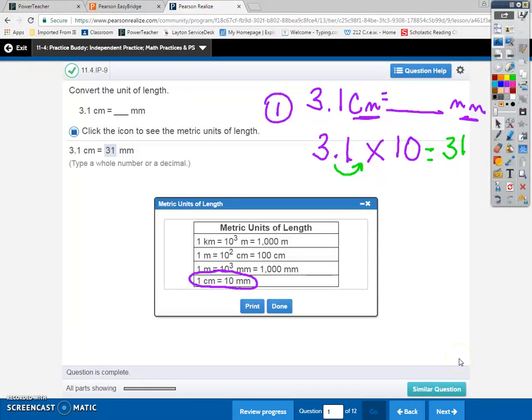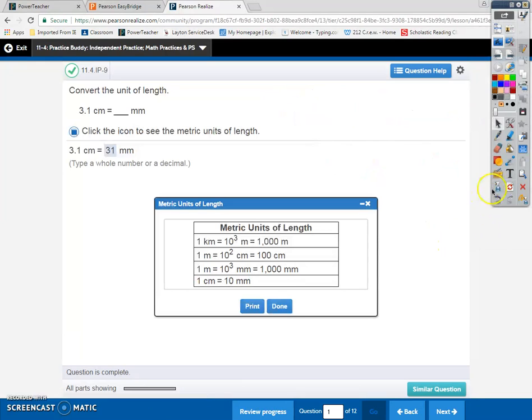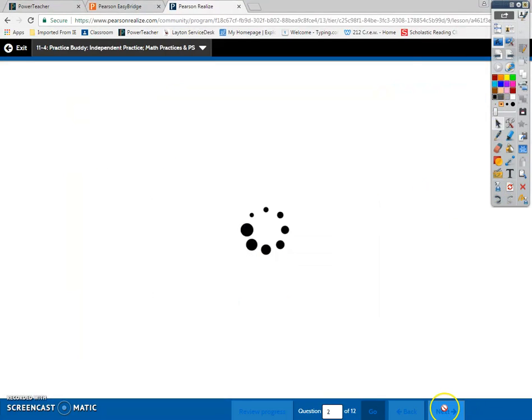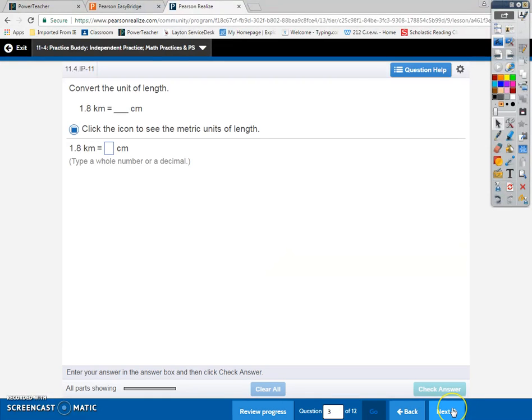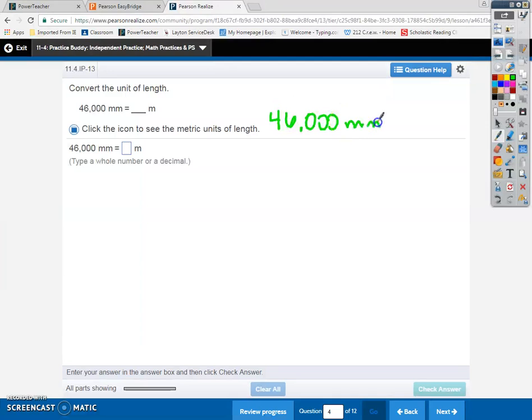Let's try and do one more, just as an example, and then I want to try and get you guys more time. Okay, let's do another example, and we'll kind of see where we're at. Let's try and find one like this. So now we're looking at 46,000 millimeters, so I'm going to copy this problem down. 46,000 millimeters equals blank meters.